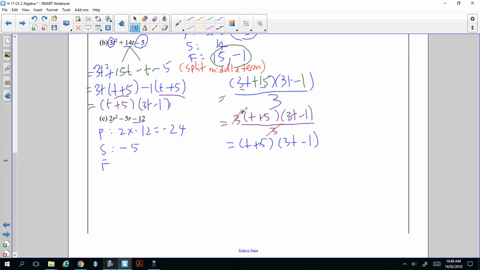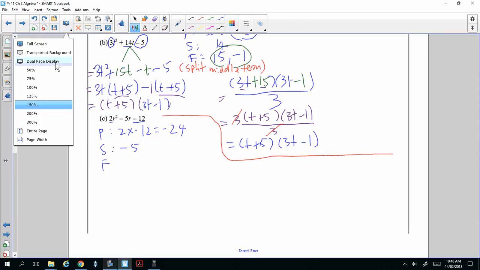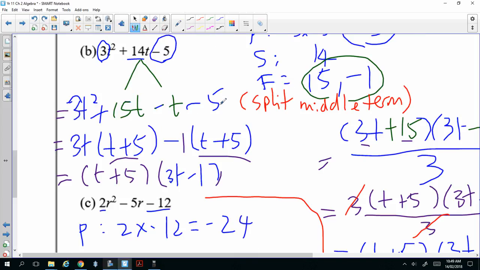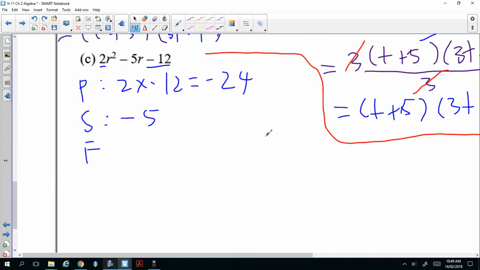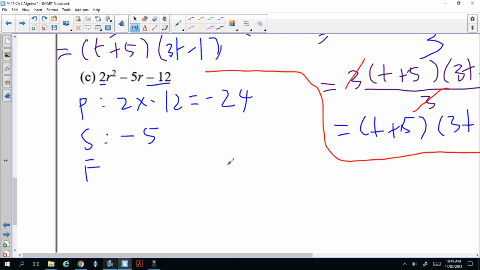Alright, anyone got the numbers? Yes, Kira? Say again, 8 and minus 8? 8 and minus 3. Does it work? Yes, it does. Oh no, hang on, I have to get negative 5. No, 8 minus 3 is positive 5. 3 and minus 8, that's better.